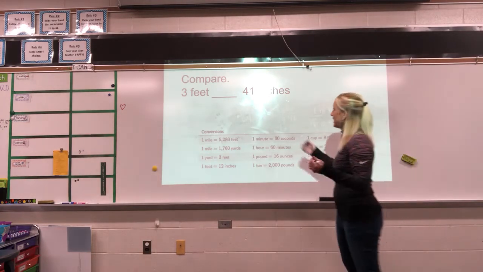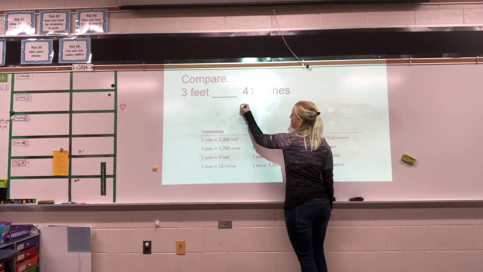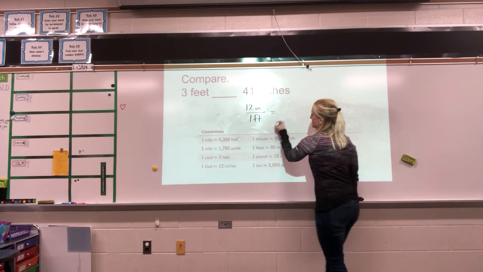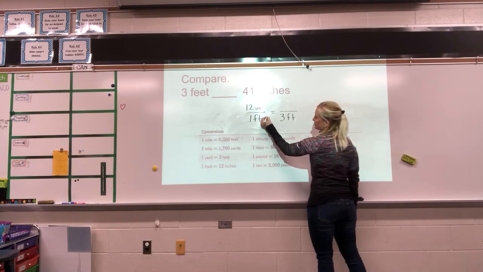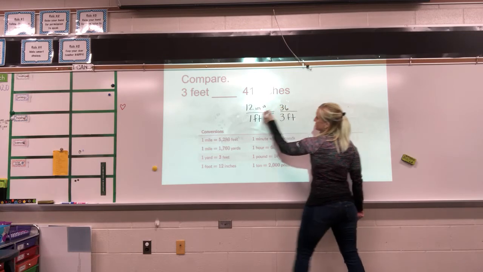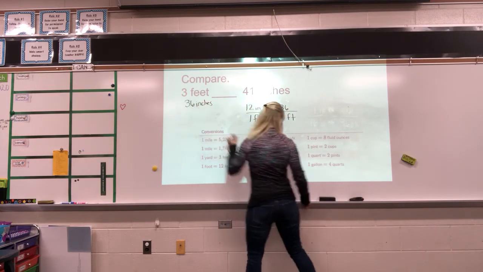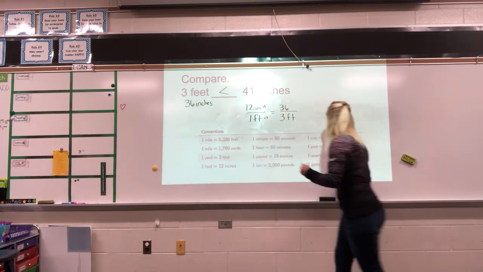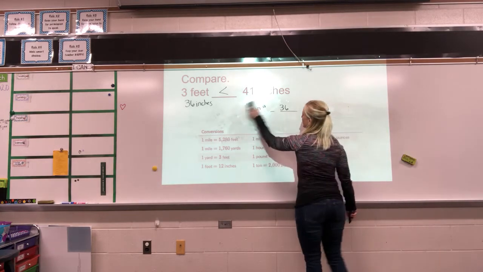Okay, so for this one, again, I'm going to change them into the smaller unit, that's inches. I know that there are 12 inches in 1 foot, and they're telling me that they have 3 feet, and I need to know how many inches that is. So 1 times 3 is 3, so 12 times 3 is going to be 36 inches. So this is actually worth 36 inches. Okay, so when I look at that, and I can compare, 41 inches is definitely going to be the bigger unit. Okay, so go ahead, let's try the next one.